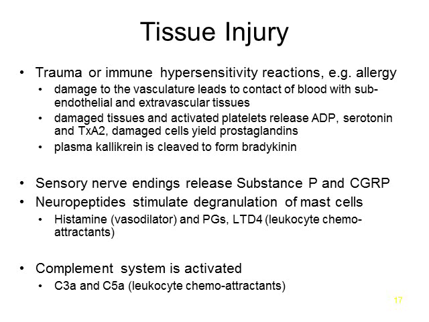Neuropeptides further stimulate degranulation of the mast cells. Mast cell granules contain histamine amongst other things. So histamine is a vasodilator, prostaglandins and leukotriene D4. Prostaglandins and the leukotrienes are leukocyte chemoattractants.